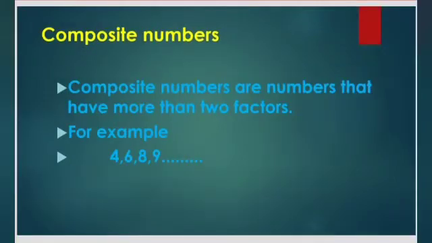Next, composite numbers. Composite numbers are numbers that have more than two factors. A number that has more than two factors is called a composite number. Here are examples: 4, 6, 8, 9. They have more than two factors, so these numbers are called composite numbers.